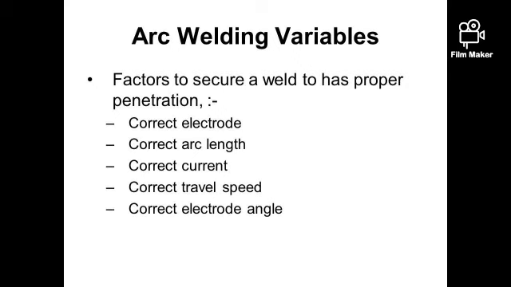Arc welding. Factors for a weld to have proper penetration: correct electrode, correct arc length, correct current, correct travel speed, correct electrode angle.